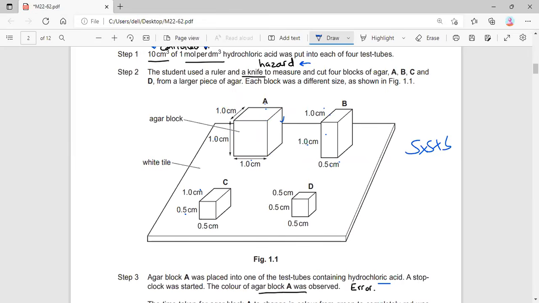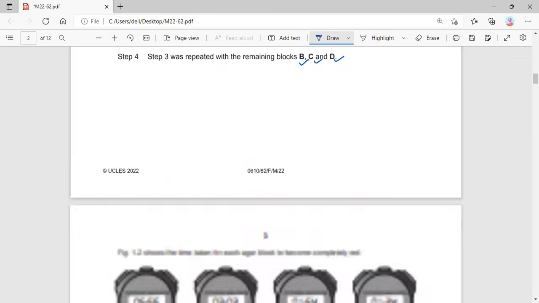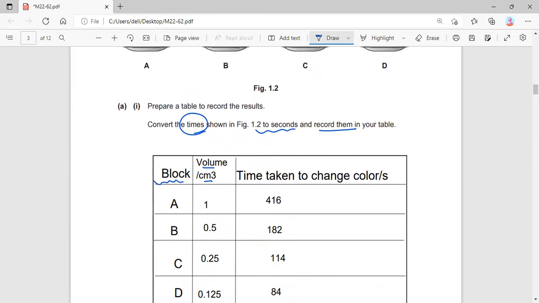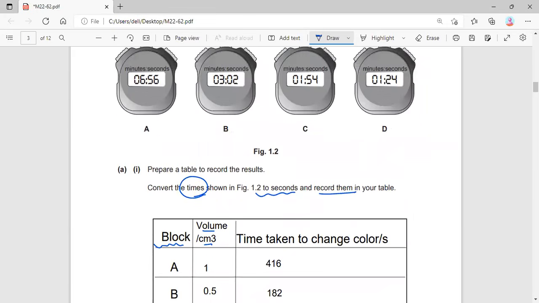How do I calculate the surface area for the cube? It is side times side times 6, because you have 6 surfaces. Okay? And then I write the results. Time taken to change the color. Here are the times. You have to convert it to seconds.